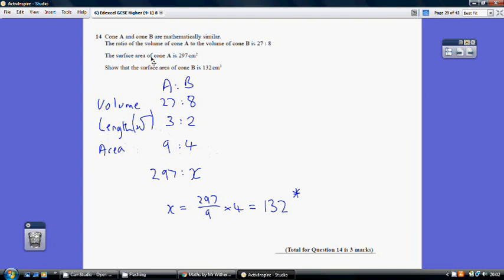So this is our area ratio. Now we're told that the area of A is 297. So how do we work out the area of B? Well, we've got to follow this ratio here. So take our 297, divide by 9, multiply by 4. We do indeed get an area of cone B of 132.